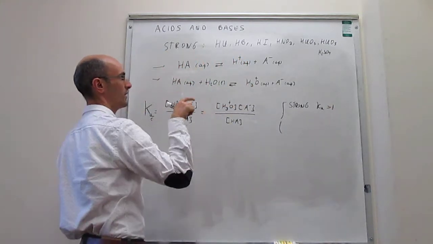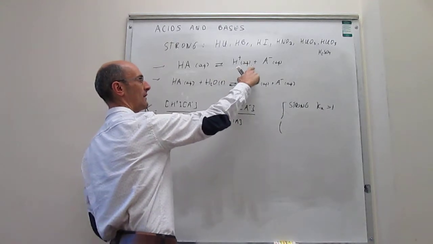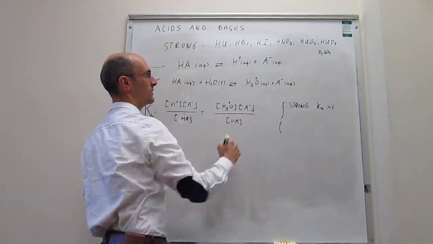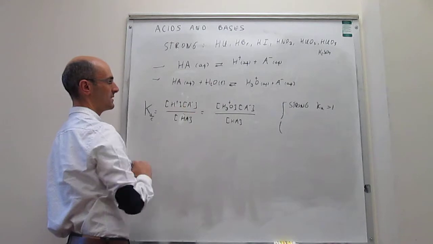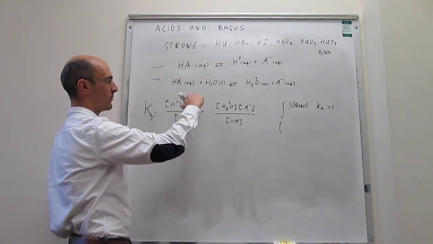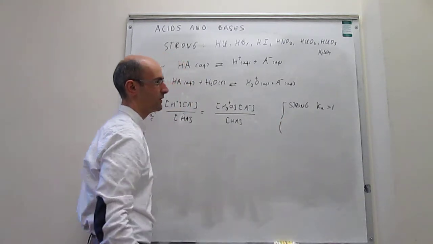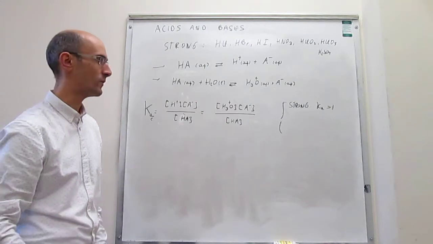Okay, so we know that the equilibrium will be displaced to the right, so most of what you have at equilibrium will be a proton and then the conjugate base, which is these two, and then very little acid left. What that means is that the numerator is very high, the denominator is very low, and that is going to give you a K sub A that is larger than 1.